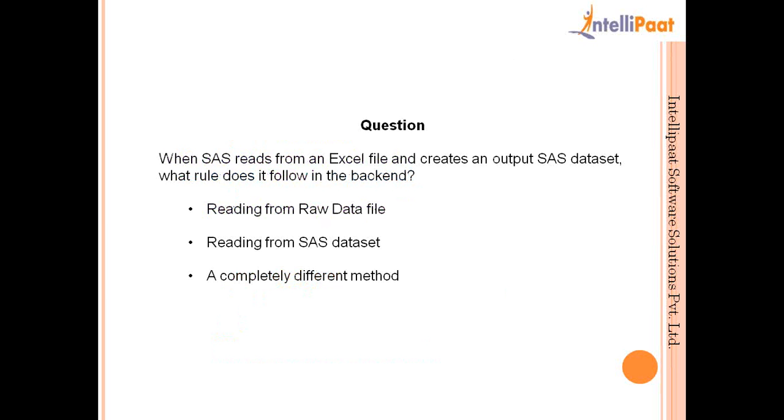Now a question: when SAS reads from an Excel file and creates an output SAS data set, what rules does it follow in the backend? Reading the data from a raw data file, reading the SAS data set, are completely different methods. What do you think? Your answer would depend on the understanding of what you have done. But let me just tell you, it follows the first one, reading data from the raw data file. But again, you need to think about why it is happening and why I said that it is the raw data file, not the SAS data set or a completely different method.